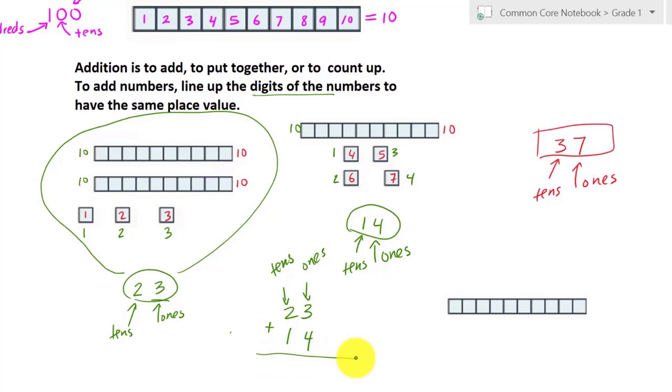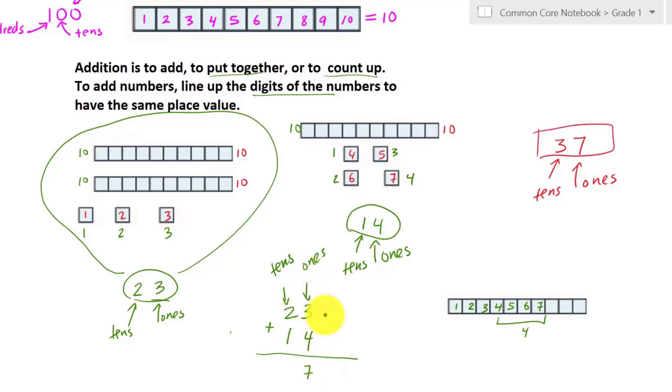Okay? So now, again, what does the word counting mean? Well, to count means to put together or to count up. So let's look at this. 3 plus 4. Well, 3 plus 4 is to count up 4 more. So 3, let's count up 4 more. So let's use this right here. So we have 1, 2, 3. To count up 4 more, we have 4, 5, 6, 7. So that would be the 4 right there. So what's the total number? 3 plus 4 is 7.